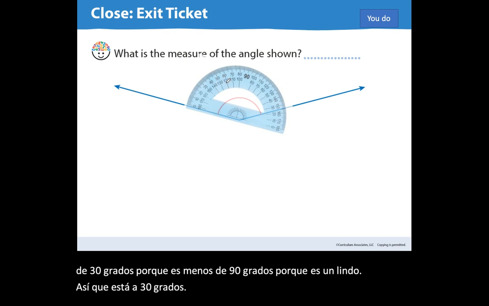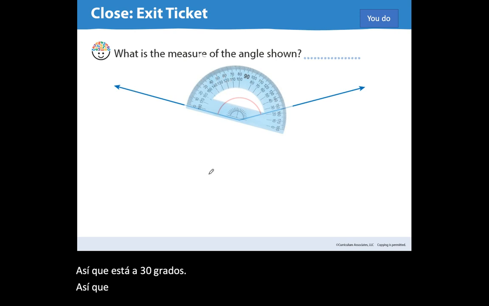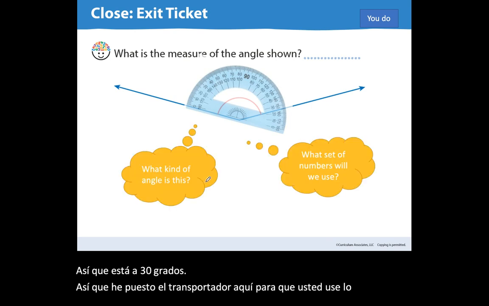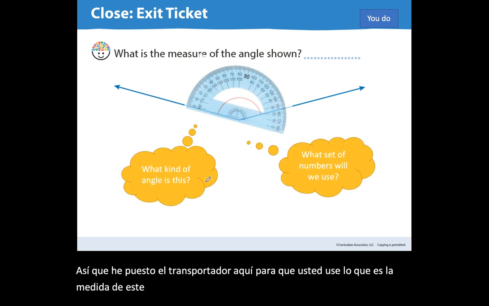So I have put the protractor here for you to use. What is the measure of this angle? Think to yourself, what kind of angle is this? What set of numbers will I use?